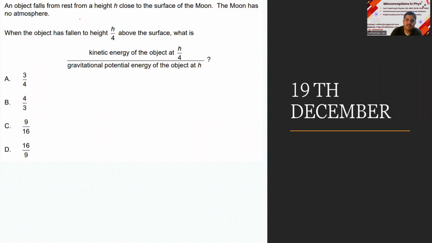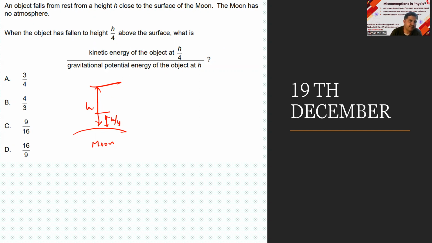Finally, an object falls from rest from a height h close to the surface of the moon. This is the moon, and this is my height h. You are dropping something from this height above the surface of the moon. The moon has no atmosphere. When the object has fallen to a height h by 4 above the surface, from here you are going to drop. So at this point the height is h by 4.